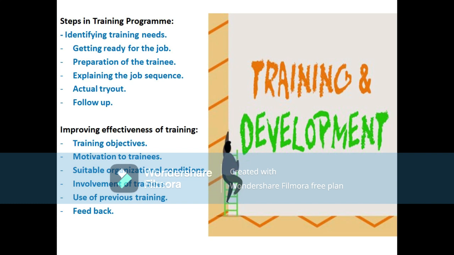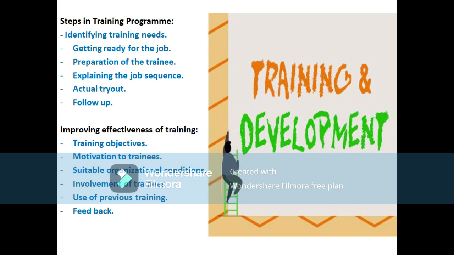Now coming to the fourth one, involvement of trainees. To make training an effective tool of learning, trainees also should be involved in these programs. Why? Because they are the performers, so they should be involved seriously. They should be provided with the opportunity to practice the newly needed behavioral norms. We have to give them an opportunity regarding their behavioral norms also.